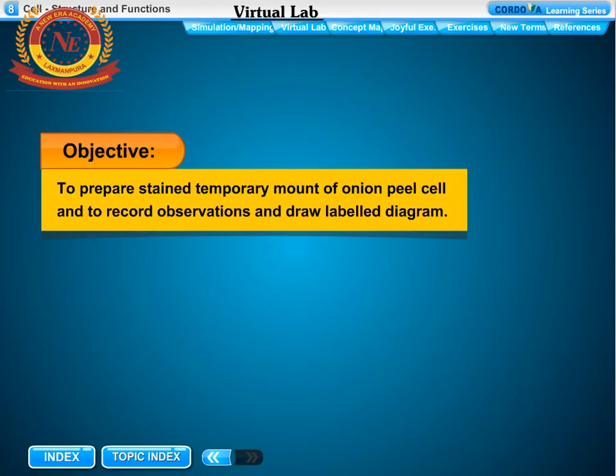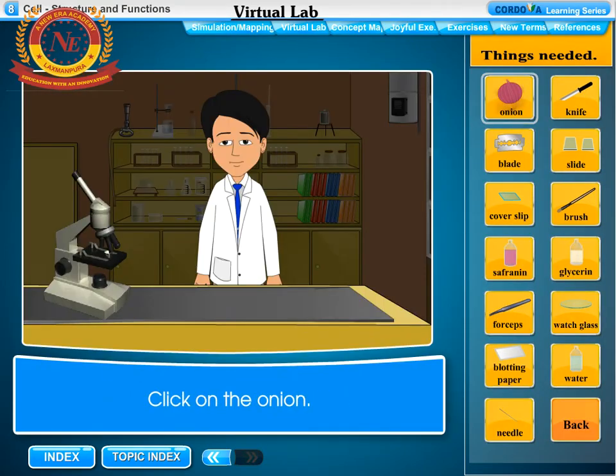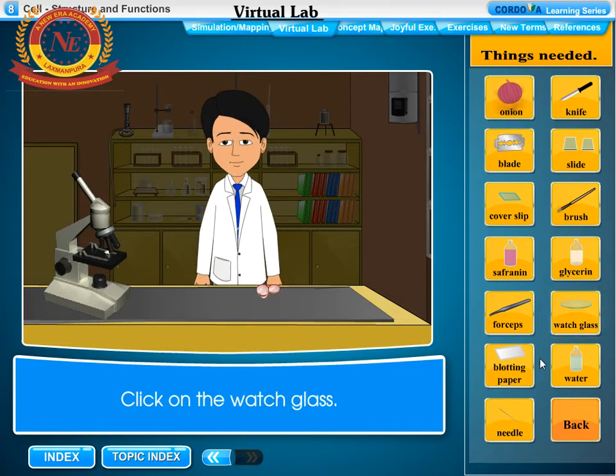Objective: to prepare a stained, temporary mount of onion peel cell and to record observations and draw labeled diagrams. Click on the things needed. Click on the onion to place it on the table. Click on the knife to cut the onion into pieces. Click on the watch glass to put a piece of onion on it.